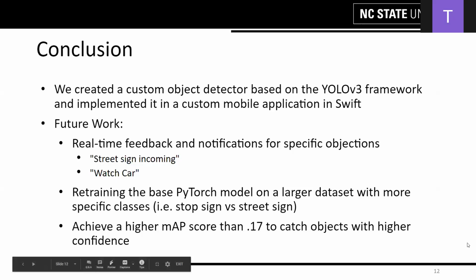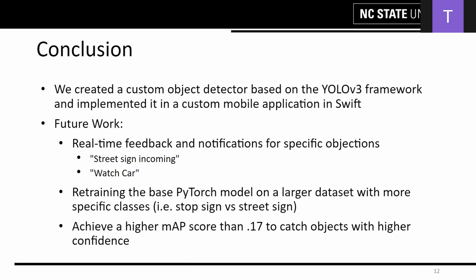So in conclusion, we created a phone application incorporating object detection to improve electric scooter rider safety. We use the YOLOv3 framework and demonstrate a 0.17 mean average precision compared to the tiny YOLO's 0.16 mAP score. For future work, we'll incorporate real-time feedback and notifications for riders. As an example, it will say watch car when a car suddenly comes into frame, or slow down when entering a high traffic area.